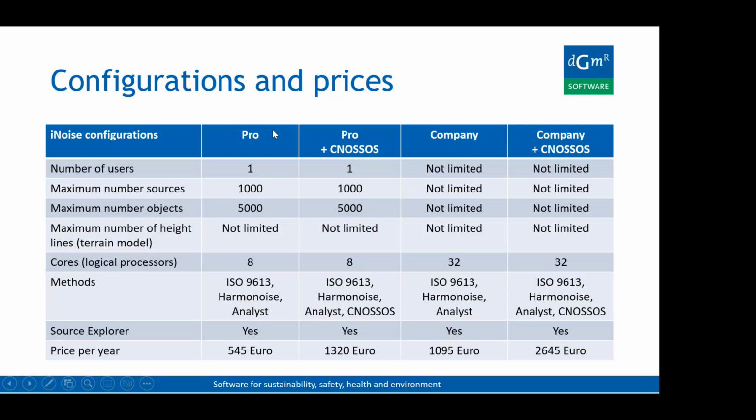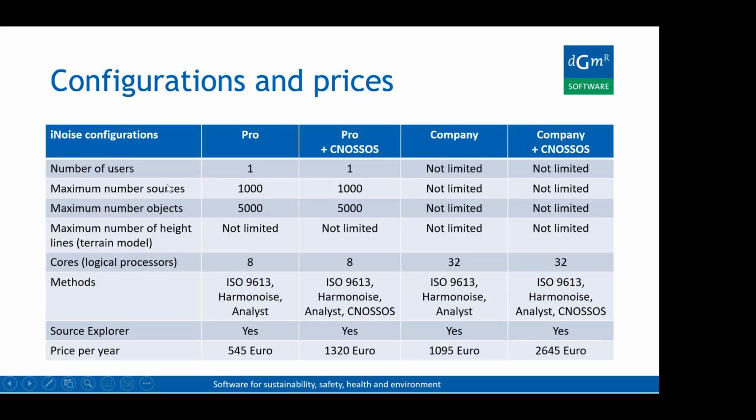If you compare the Pro and the Company, the Pro is one user, Company not limited. The Pro is 1,000 sources, and those sources can be 1,000 polyline roads. So the number of actual nodes of the road can be unlimited, but the number of polyline roads is limited to 1,000. Similarly, the number of polygon objects is limited to 5,000. But of course, one object, like a building, can have many nodes, so again, the number of nodes is not limited. Then the number of height lines is not limited for a Pro.